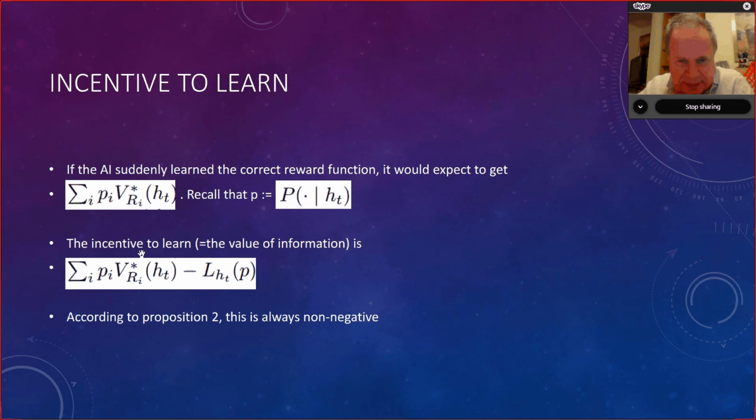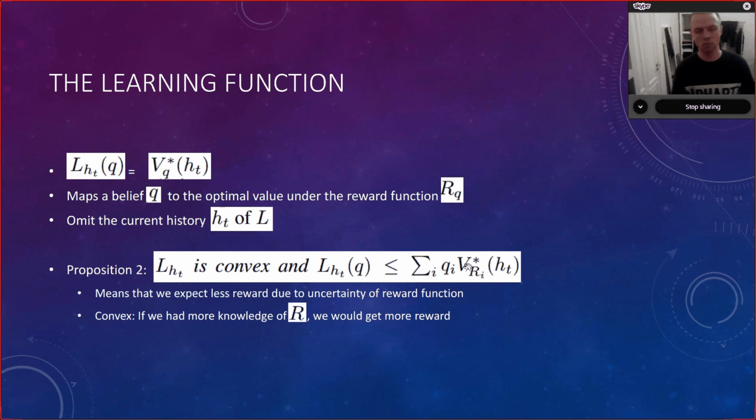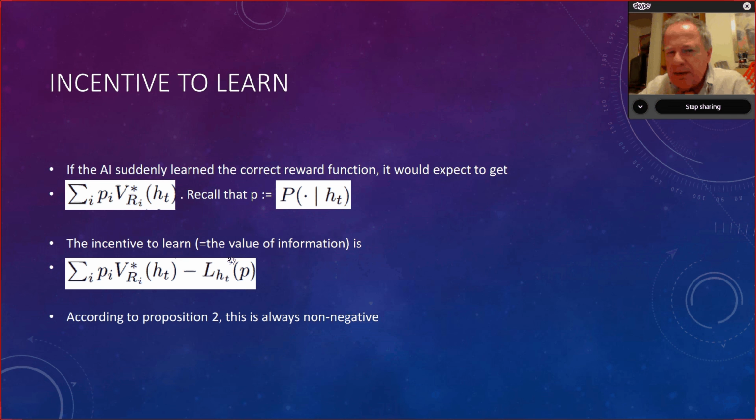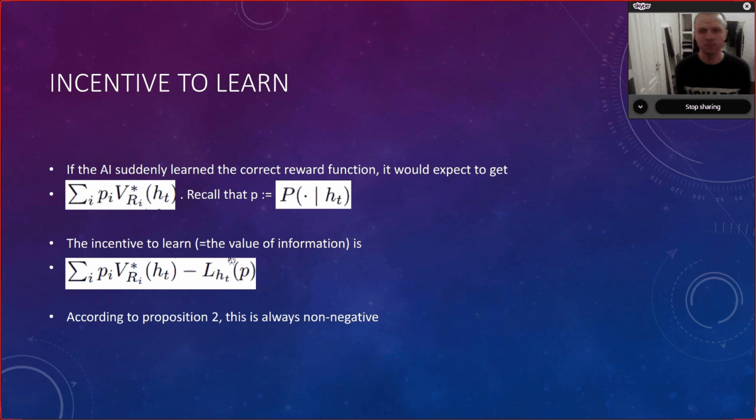And this, of course, if you look together with proposition 2, that was this one here, you can see that it's always greater than 0, the incentive to learn. It's always good if someone could give you more information about the correct reward function. You would be able to increase your strategy. You would be able to get more points if you knew more about what gives you points.